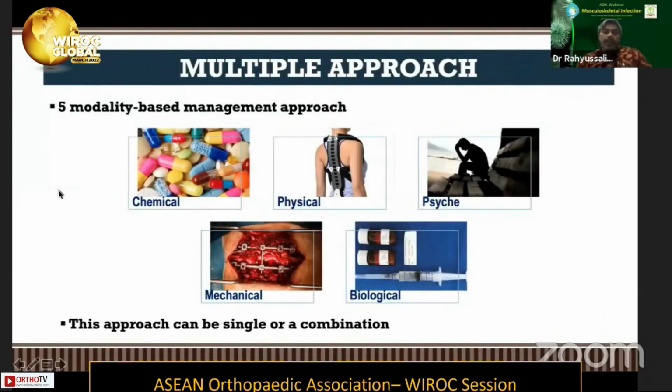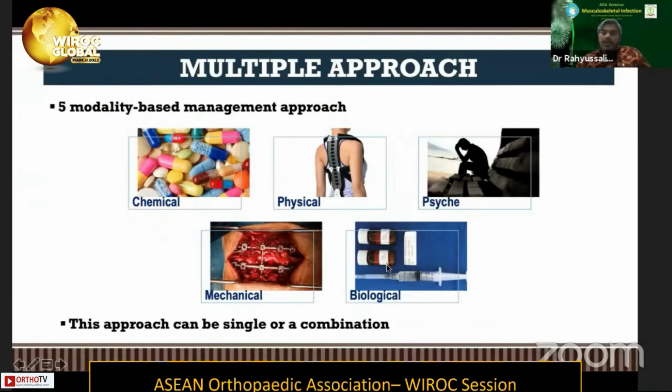So after we make a list, then we develop a multiple approach. And we have 5 modality-based management approaches. Chemical, of course, we need to give drugs. Physical, sometimes we need to put on some support. Psychic, of course, we treat this. Mechanical, doing surgery, open, minimal, and many kinds of approaches. And of course, I think it is the future of medicine, biological.